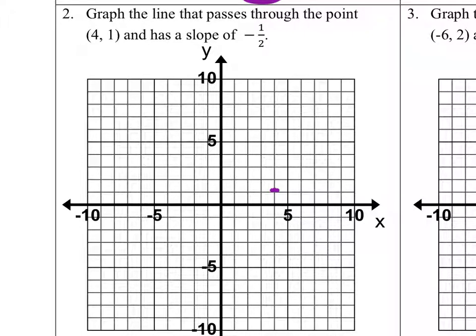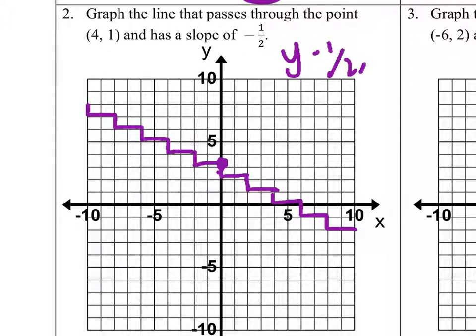And so what I got is that you want to go over 2 and up 1, and you just continue doing that on the graph on both sides. So the intercept I got was right here. So my equation was y equals -1/2 x plus 3. And then just draw the line. There. Bam. Very good. Thank you.